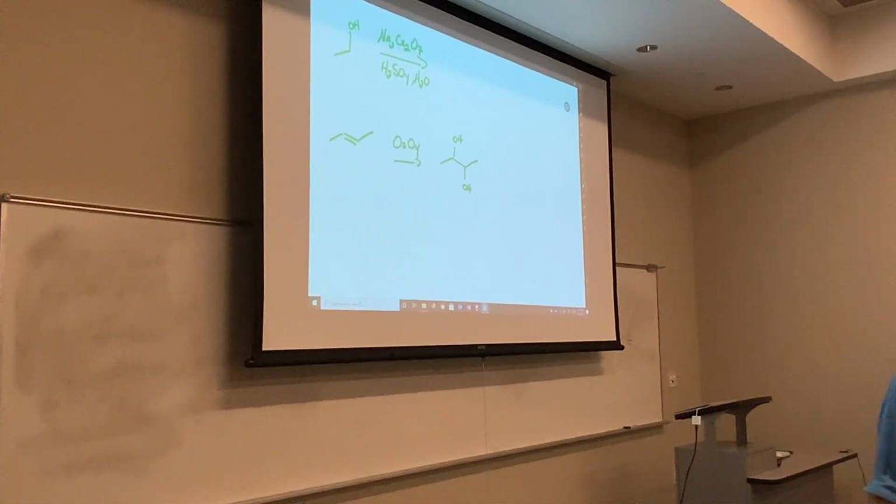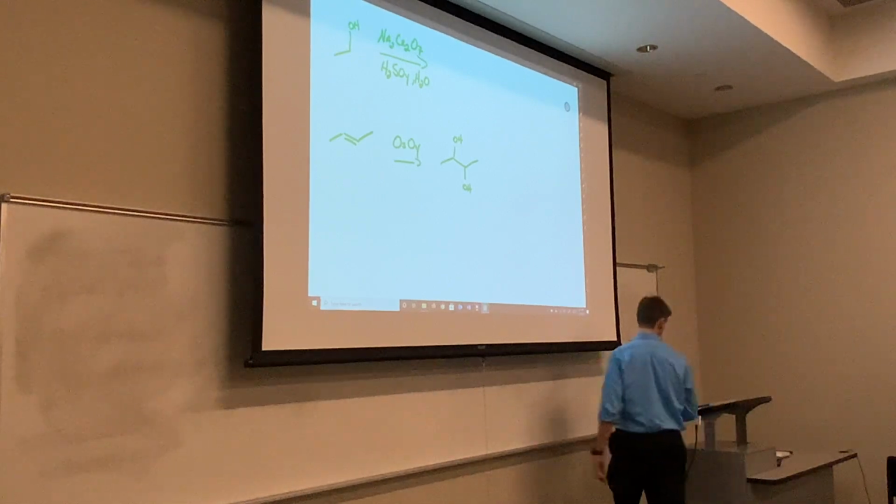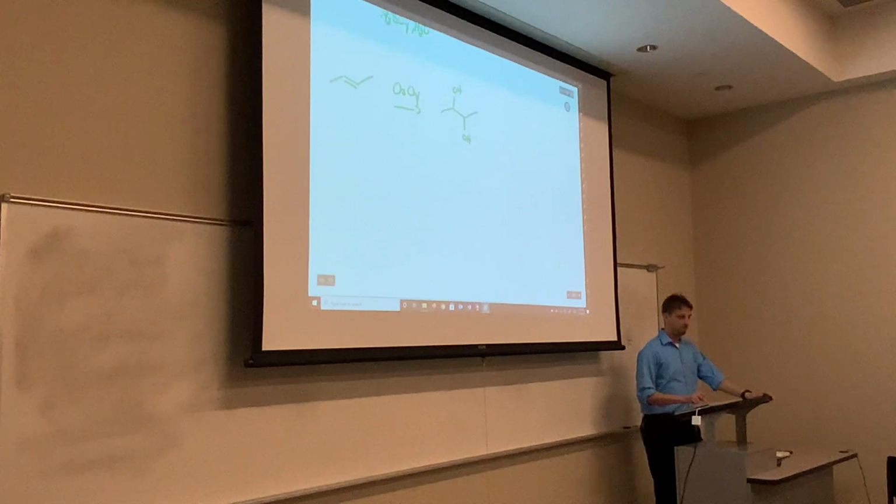So OsO4, what is Os? Os is osmium. Where's osmium? That's a transition metal, right? Does that osmium have a lot of oxygens around it? Yeah. Is this doing an oxidation? Are we adding bonds from an oxygen to a carbon? Yeah, so this is an oxidation reaction. It just happens to add two of the alcohols next door to each other.